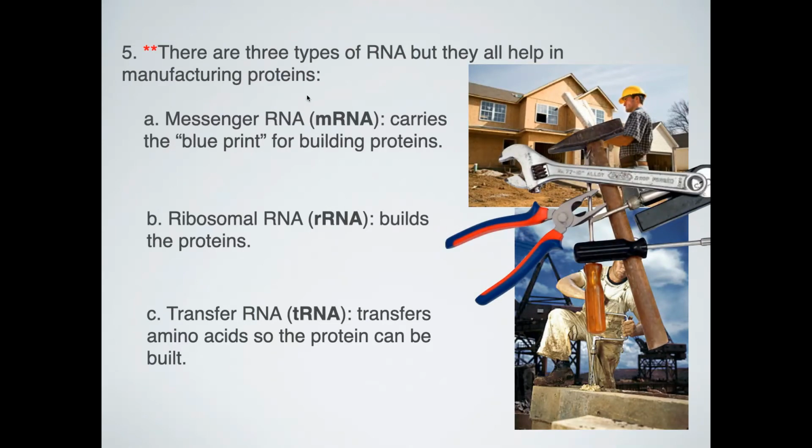So each form of RNA has its own little job. One is the message itself. It is the blueprint. The other one has to build from that message. And then the last one needs to be the materials that are necessary in order to build the appropriate item.